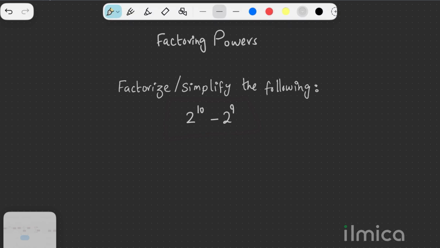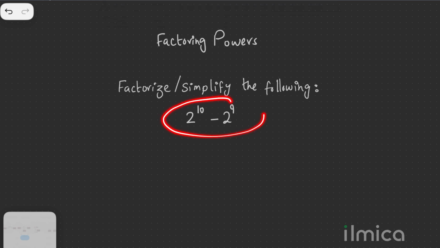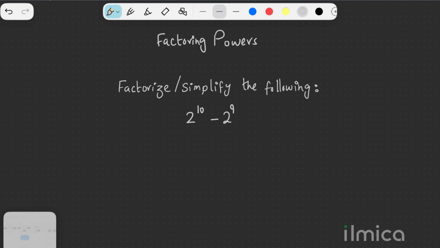The first thing you need to look out for is the smallest power of that number. The expression that we have is 2 raised to the power 10 minus 2 raised to the power 9. The smaller power over here is 2 raised to the power 9. So we will write that down and then make brackets. So this is the first step. Every single time, look at the smallest power and then write that down outside and then make brackets.